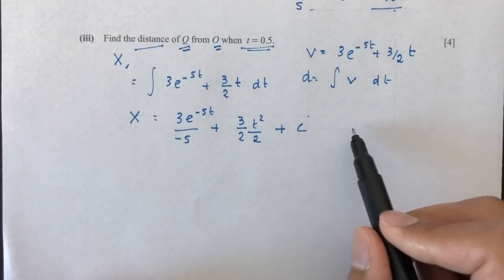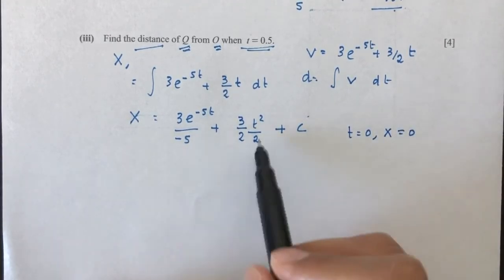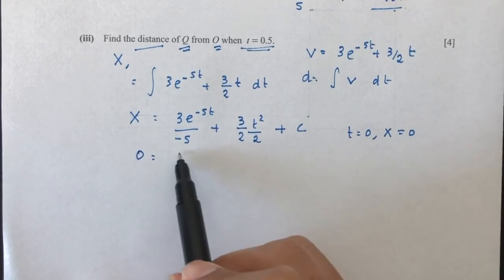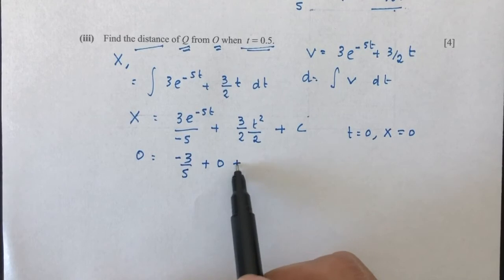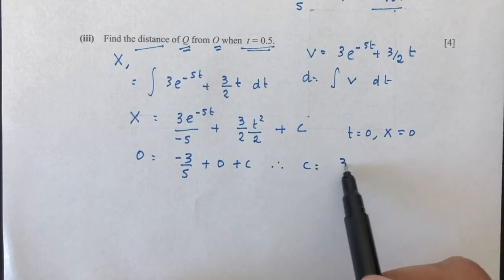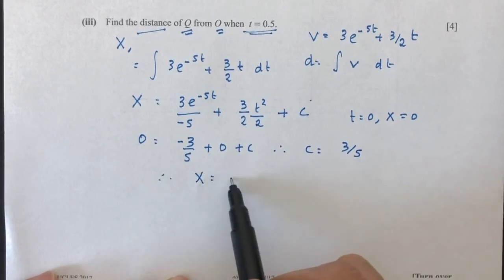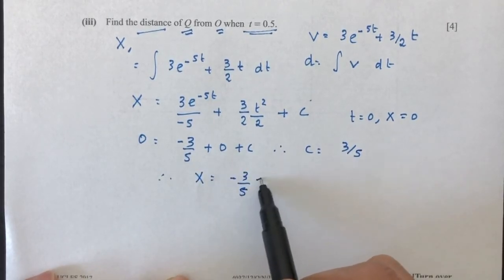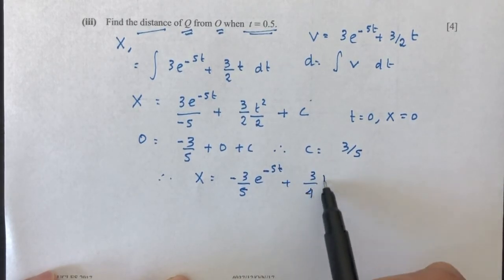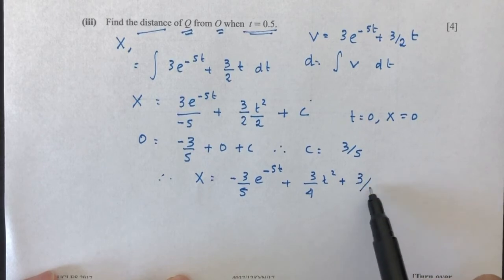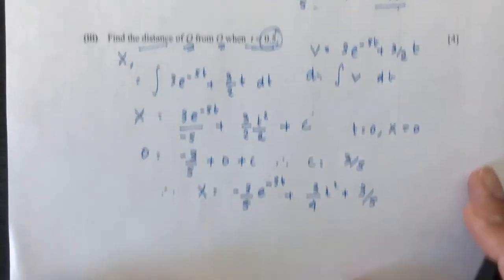So we know that at time 0, when t equals 0, x equals 0. So let's replace. This is 0, this will be -3 over 5 plus 0 plus c. So c will be 3 over 5. So here we have x equal to -3 over 5 e^(-5t) plus 3 over 4 t squared plus the value of c. So now we have to find the value of x when t equals 0.5.